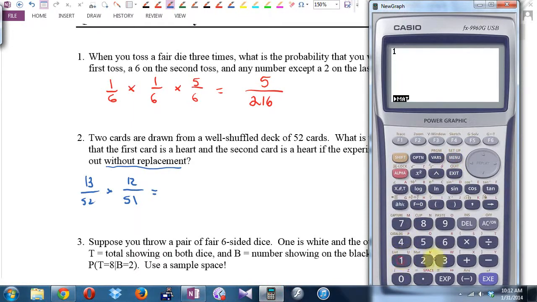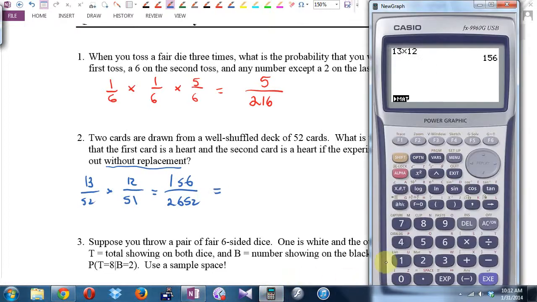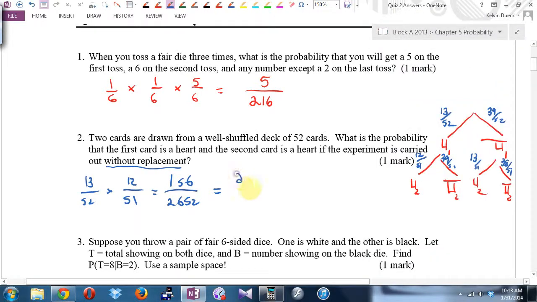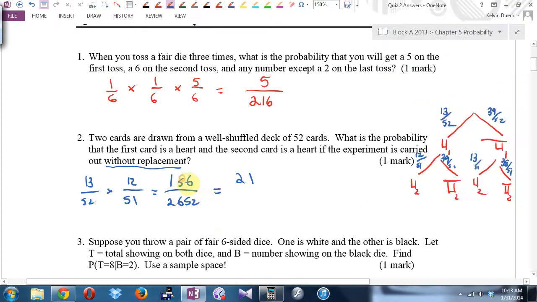So this is going to be, if you didn't write it in lowest terms, 13 times 12. It's going to be 156 over 2652, or in lowest terms, using the fraction button, 21 over 442. Did anybody decimalize it? 156 is what I wrote, right? Did I say 126? I said it is 150. Is it not 156?